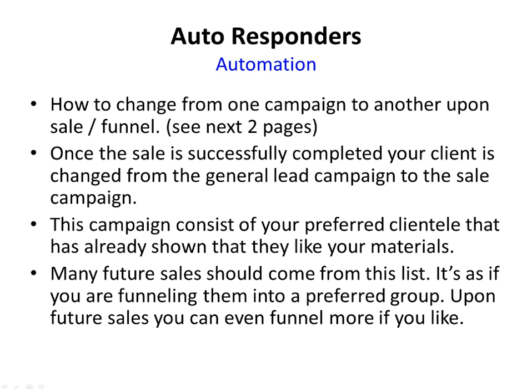Once the sale is successfully completed, your client is changed from the general lead campaign. That's the campaign where they wanted to get your free material and they're listening to all your sales letters. Those are all your prospects, but nobody's bought yet. Once they buy, this automation will take them out of that general pond and put them in a preferred sales list or preferred email list, which will send them different kinds of emails, because these now are buyers. They're not prospects. They've already bought, so you know they like your product, and they're more inclined to buy more products. You're putting them in another whole list.